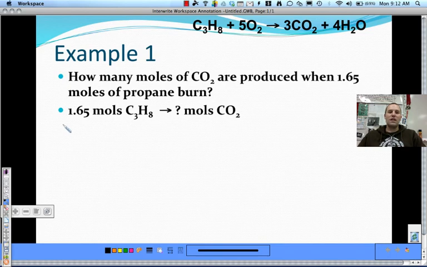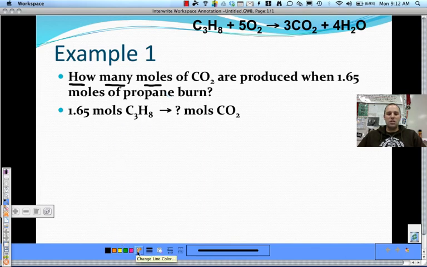What is it you are trying to convert into something else? Sometimes it's easier to find the what you want to know. Okay? But you can see right here, I've already done it for you. We know that we have 1.65 moles of propane, and we want to know how many moles of carbon dioxide is that going to produce. Look for the question words, how many moles. That's how I knew what it is that I'm trying to get to.